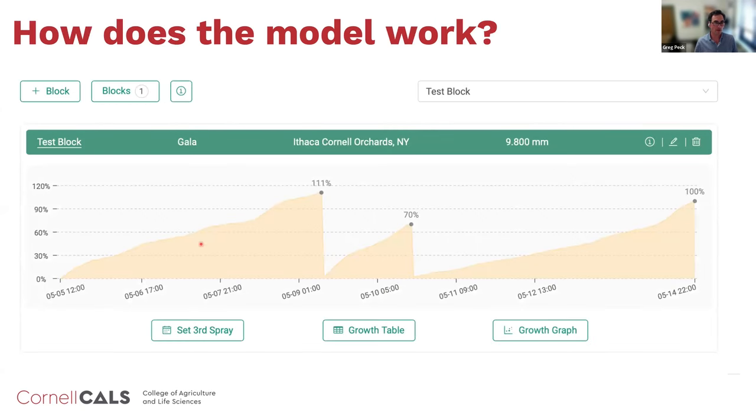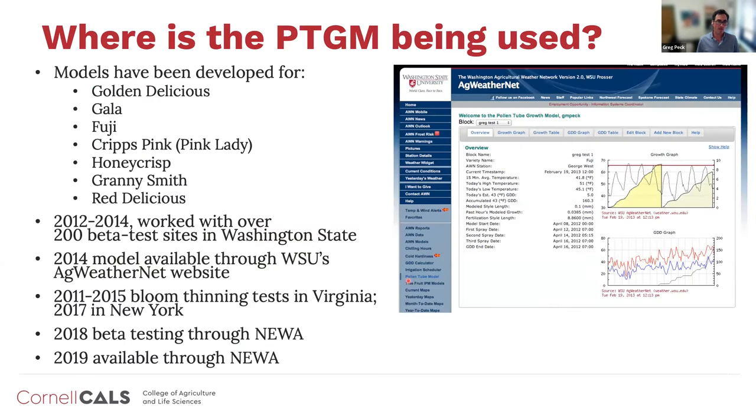So this is just kind of an example. Dan showed you one. I think Michael probably showed you some. This is the cumulative growth rate of the pollen tubes up to 111% of the style length. And then we put on a caustic material. And then we started the clock again. And then at 70%, we put a second spray on, and that would have prevented any more pollen tubes from reaching the base of the style and fertilizing the eggs. So we have models now for seven cultivars. We're looking to add more.